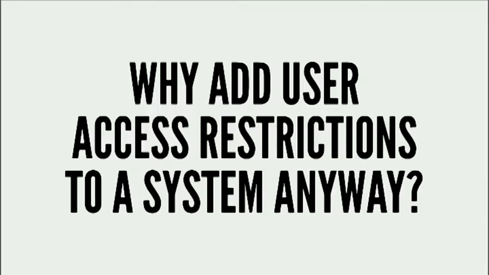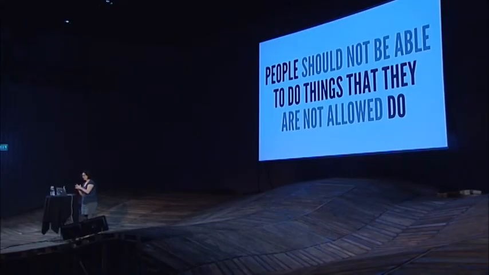First of all, let me just ask this rather obvious question. Why add user access restrictions to a system anyway? Obvious answer. People should not be allowed to do things they are not allowed to do. So this might seem super obvious, but when you look at human societies, there are lots of examples of where we don't actually prevent people from doing things they should not do. We just tell them not to do it and trust that they won't. And in computer environments, we don't have to trust people. We can actually restrict their access. And this sort of implies that we don't trust them.